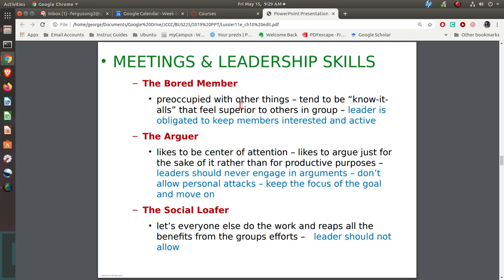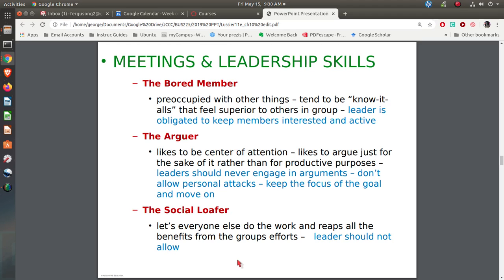You might have the board member. In other words, somebody who just is checked out. One of the things you want to do is make sure that you're inviting them in again. The arguer. In other words, they want to be the center of attention and they want to argue every little thing. Again, what you do is you take things back to the objectives of the meeting.